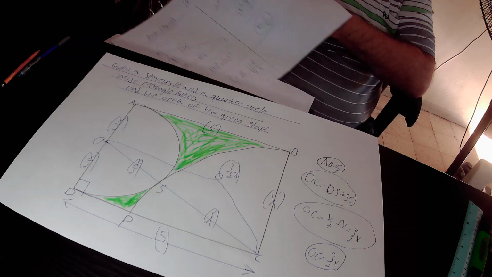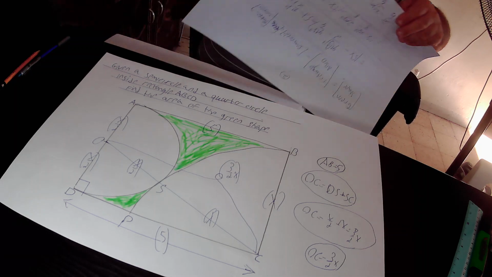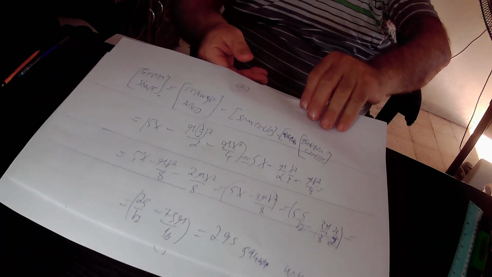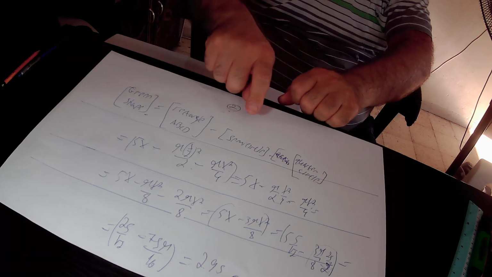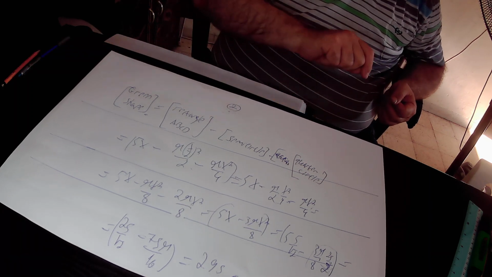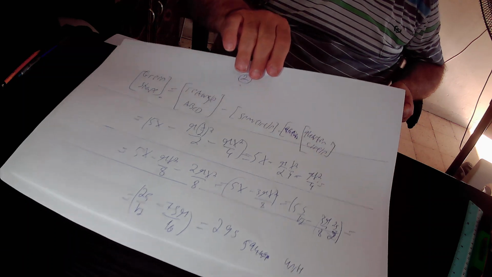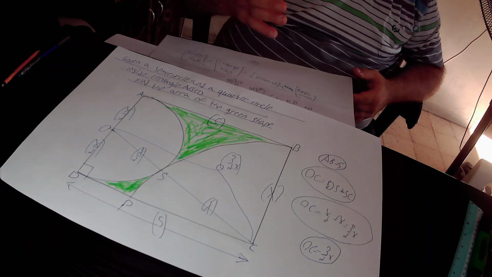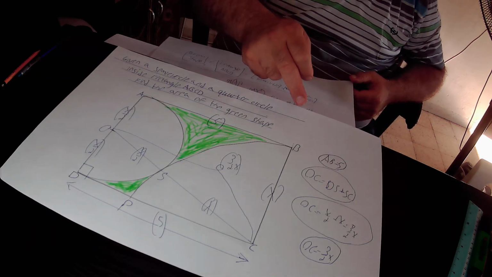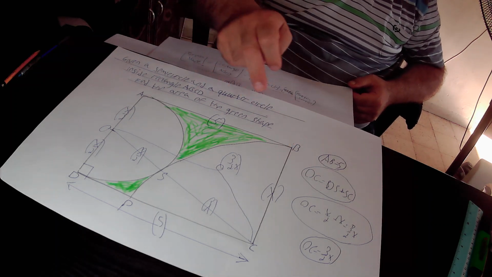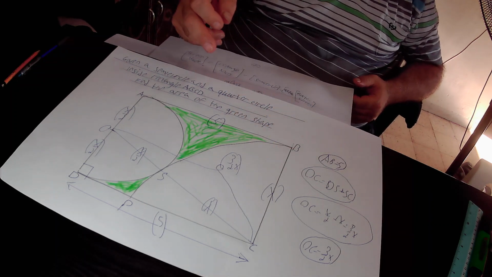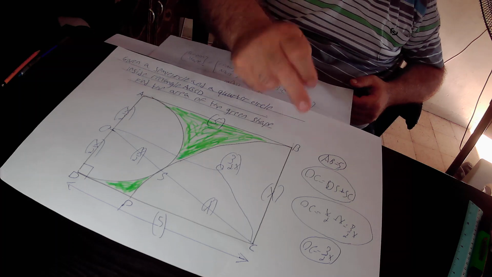I repeat again, the area of the green shape in total equals the area of rectangle ABCD minus the area of the semicircle minus the area of the quarter circle. What is the area of rectangle ABCD? The area of any rectangle equals the length times the width. The length AB is 5, the width BC is x, so in total the length times the width is 5x.